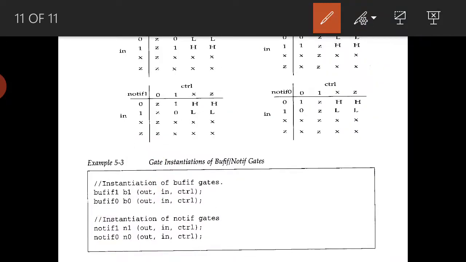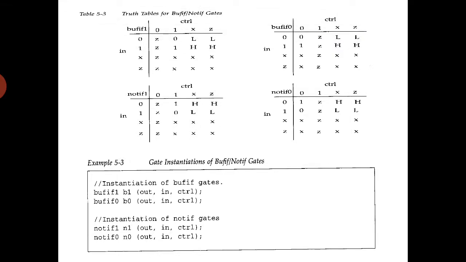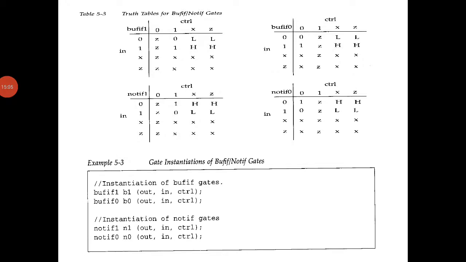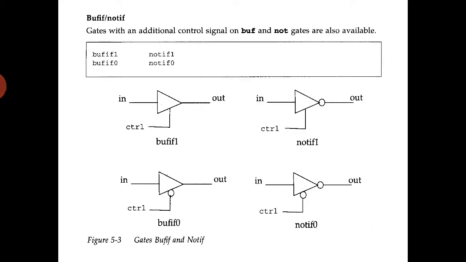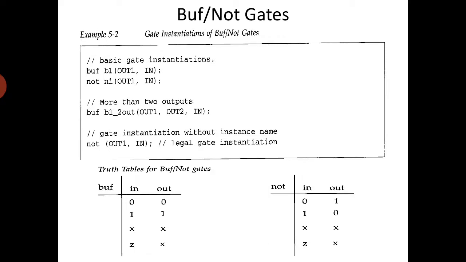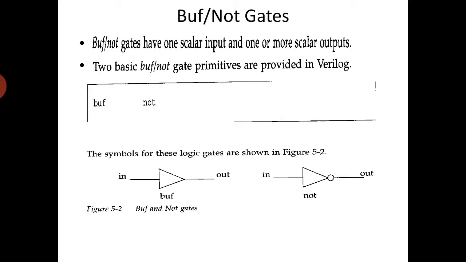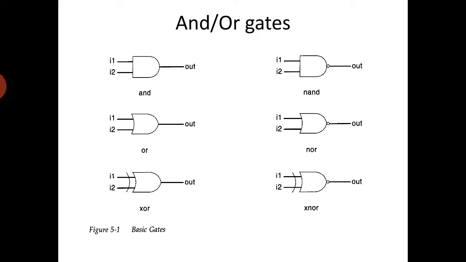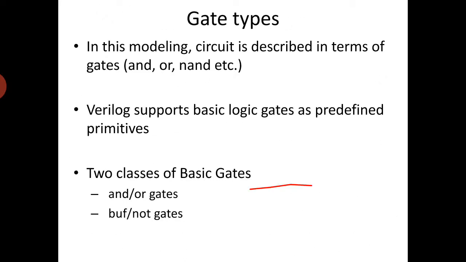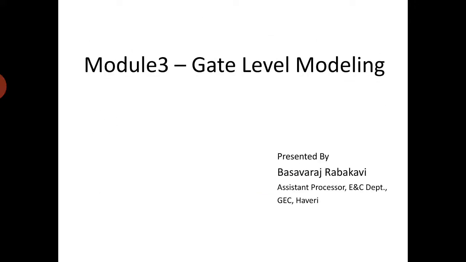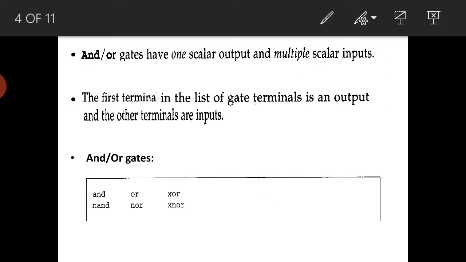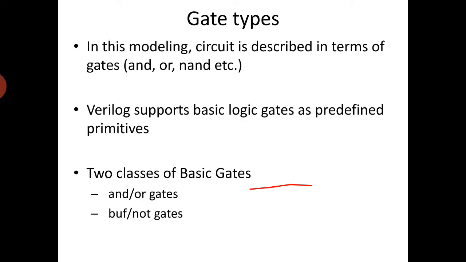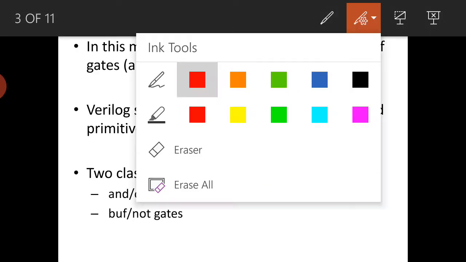So this is how we have seen the truth table for bufif1, bufif0, notif1, notif0, the instantiation, and these are the symbols. And this is buf and not gates, and this is the symbol, and this is the and, or types, the instantiation of and, or gates. So this is basic, just an idea about gate level modeling.